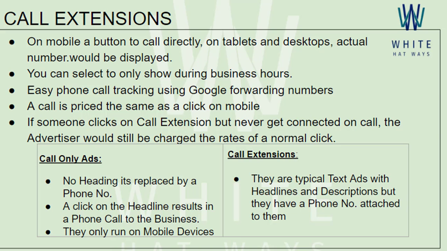Then moving on to the fifth point, it says if someone clicks on call extension but never gets connected on call, the advertiser would still be charged the rate of a normal click. So even if the call does not get connected, however somebody clicked on it, it will still be charged as a normal click. Whatever the charges would have been otherwise when he clicked on that particular ad would be the charges levied for a call which does not even get connected.